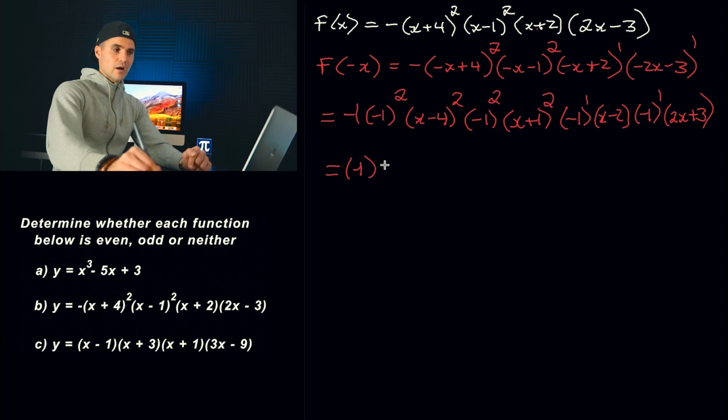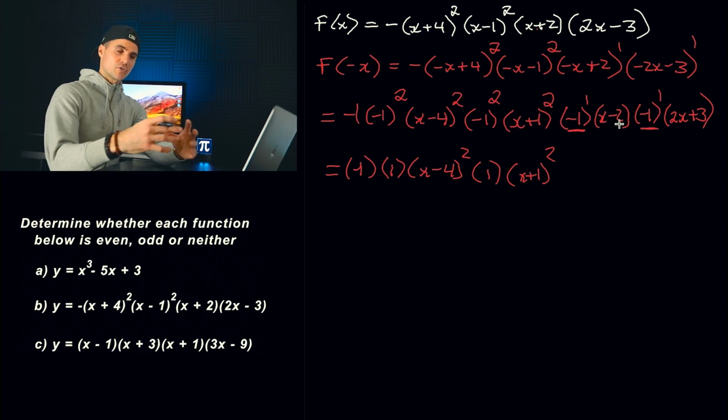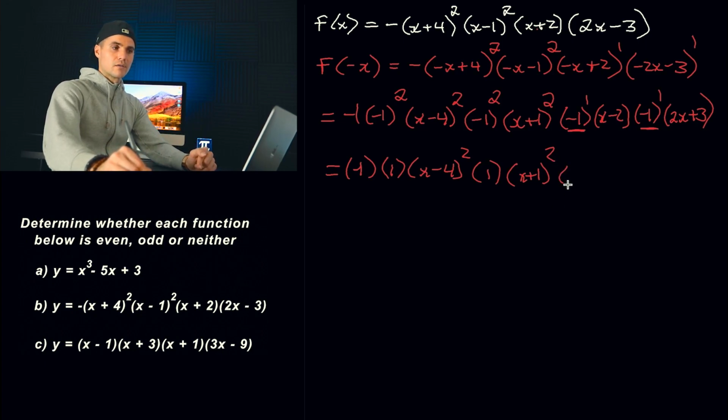Now, negative 1 squared, that's just positive 1. We got x minus 4 squared. Negative 1 squared, that's positive 1. X plus 1 squared. And now notice we got this negative 1 here and this negative 1 here. I'm just going to multiply those, combine them together. That's going to be positive 1. Got x minus 2, 2x plus 3. And we just got to get rid of all of these 1s and negative 1s.